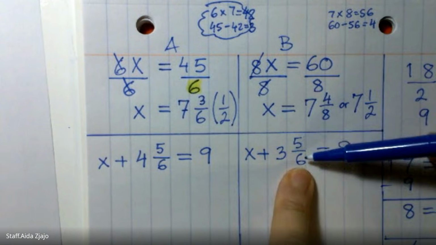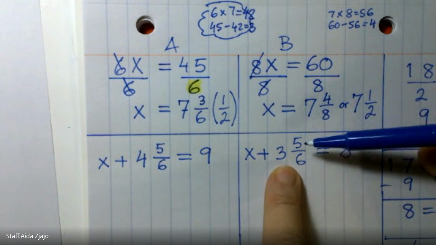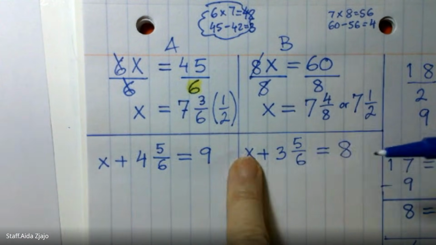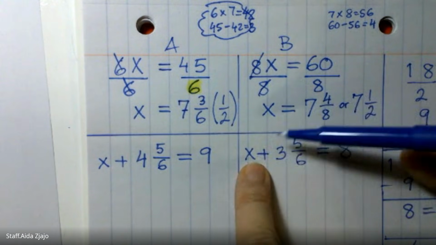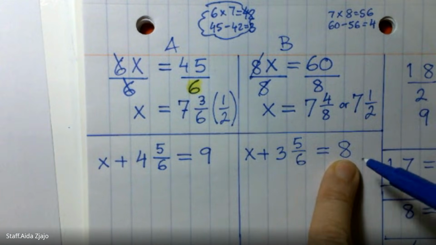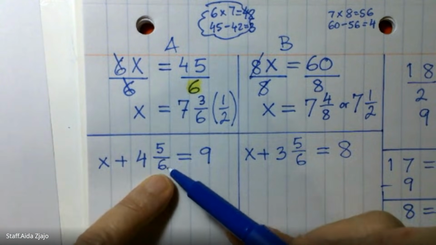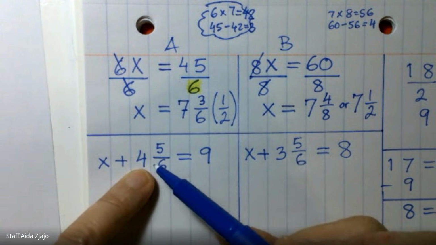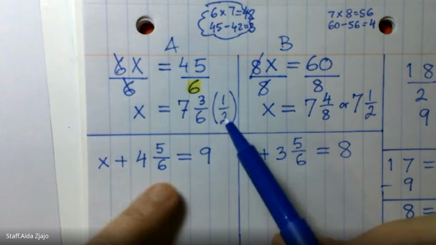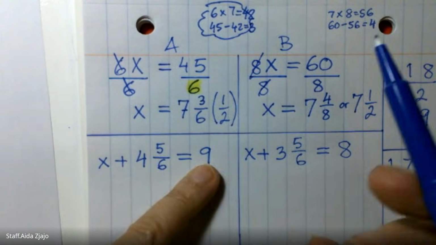If you think, here is missing 1/6, so 1/6 would be, and I will have 4 wholes. So the answer has to be 4 wholes and 1/6 to make 8. And if you think about this one logically, same thing, 1/6 is missing to have 5 wholes. So here would be 4 wholes and 1/6 to make 9 together.